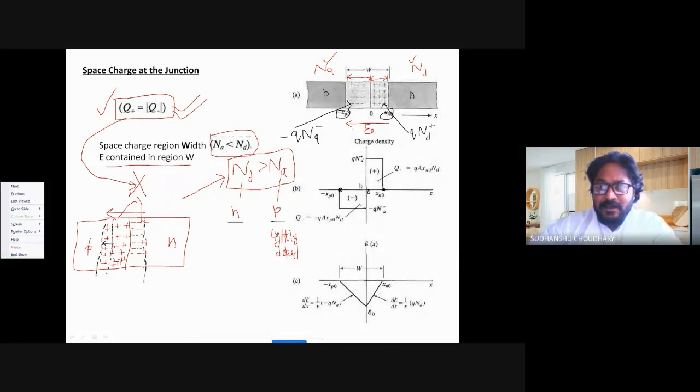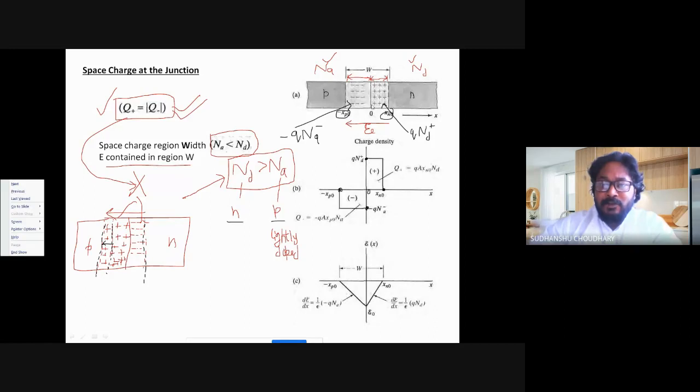So the charge density on the N side is Qnd. I mark this point: I write plus Qnd as the charge density, and the charge density here is minus Qna on the P side. Now from the charge density, one can find out the total number of charges in this area. This is a small area. One can find out the total charges.